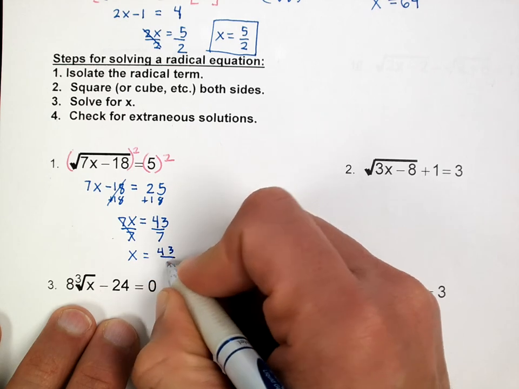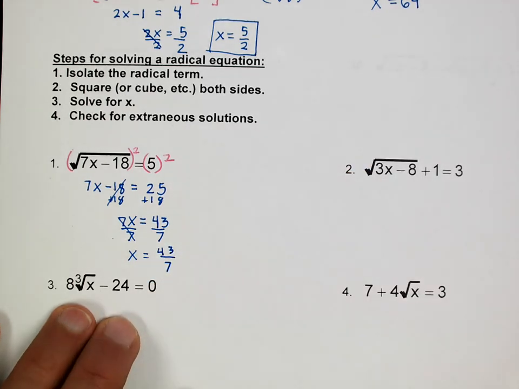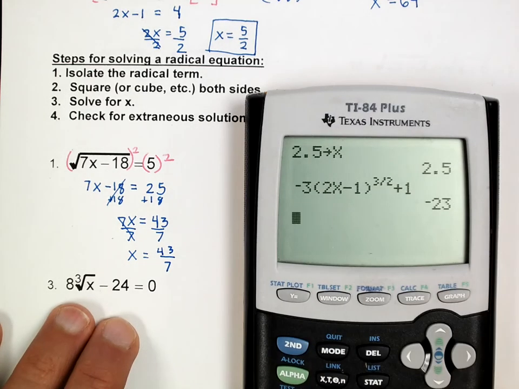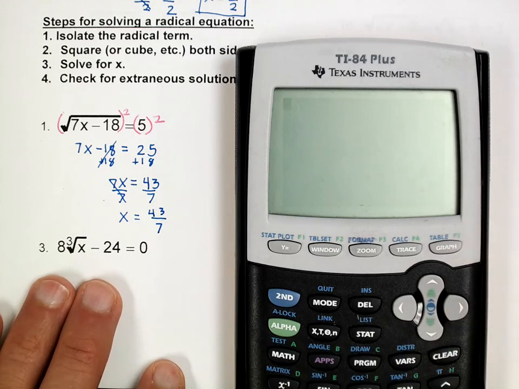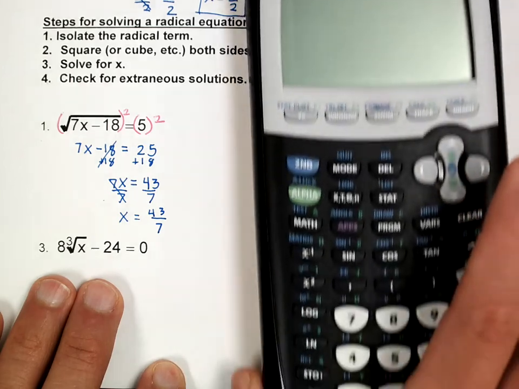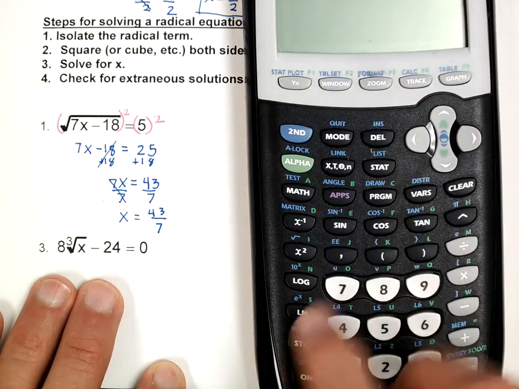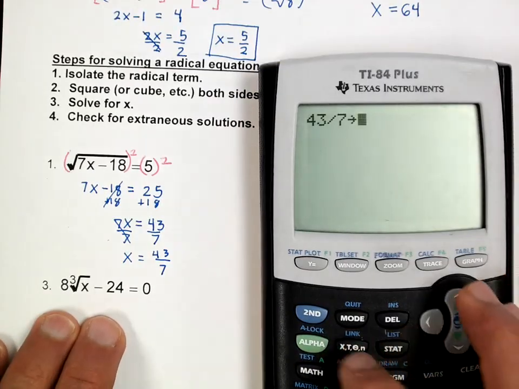Alright, so that's what I got. Now again, just like before, you need to check for extraneous solutions. So again, let's go over that step one more time. Now 43 over 7, let's see, 43 divided by 7. I'm going to store that. I'm going to come over here and press this STO key as x.